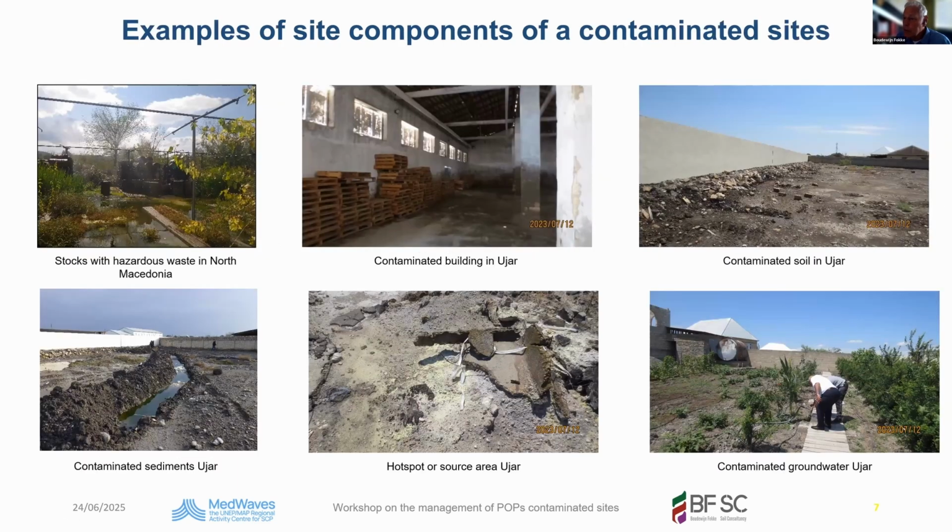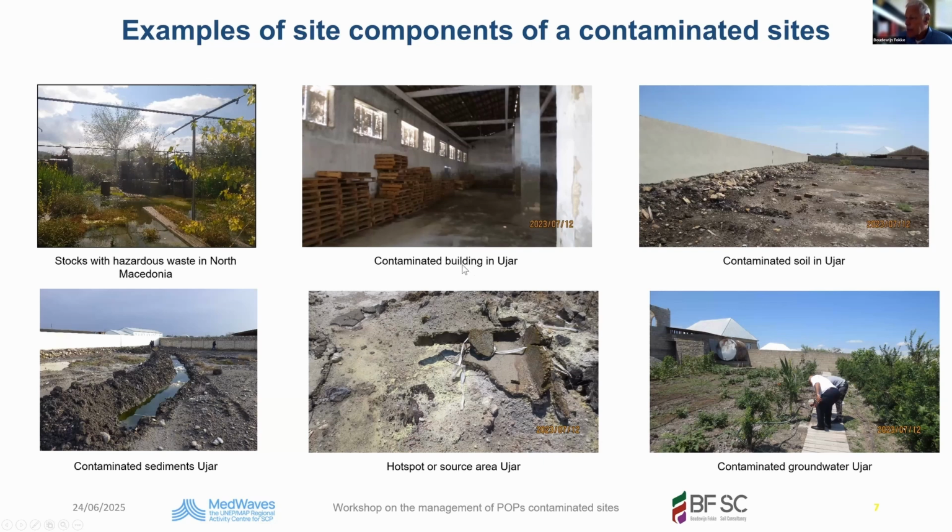And a site component can be stocks with hazardous waste. This is an example of hazardous waste in North Macedonia. And here, these drums of hazardous waste are in the open air. And this is an irrigation system to cool them, because they were heated by the sun, and they exploded, so they need to be cooled. And this was a very bad situation, causing a lot of problems, contamination into the groundwater. You see here the water standing, and that all leached into the soil. Fortunately, this is being removed now.